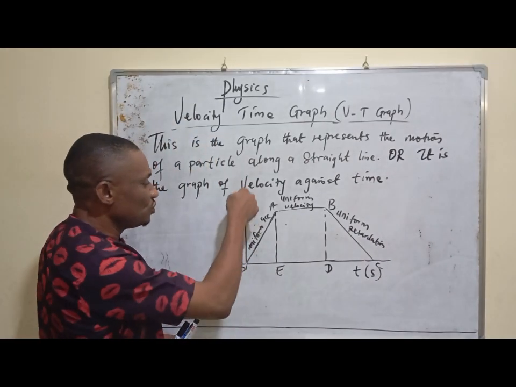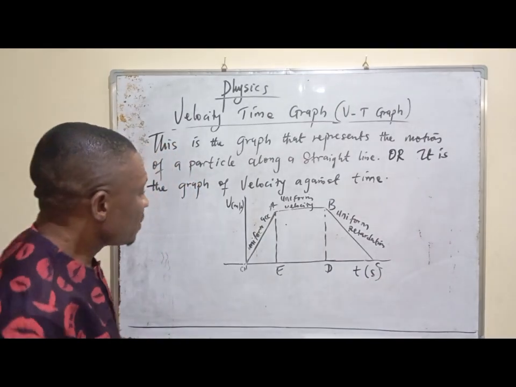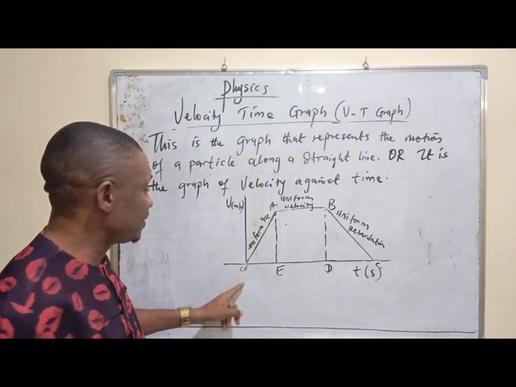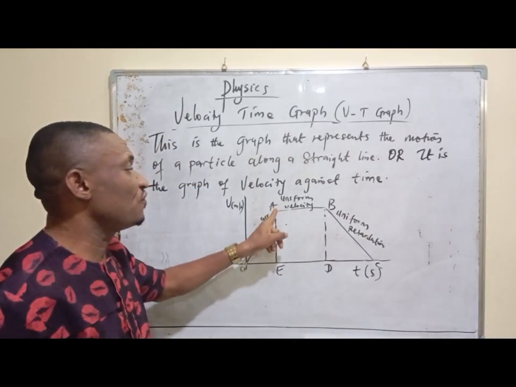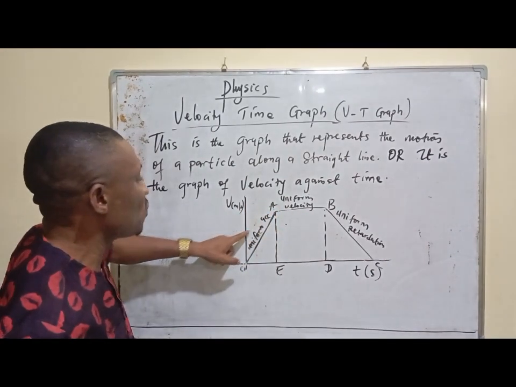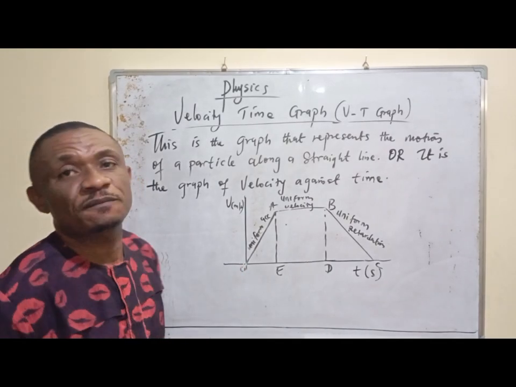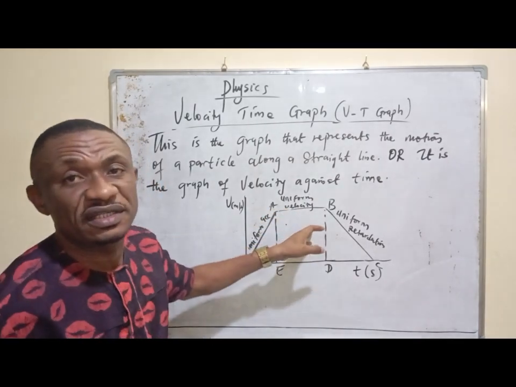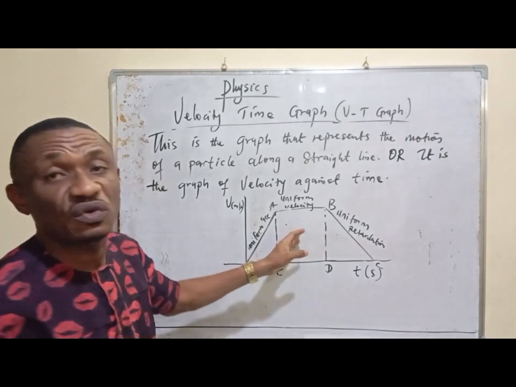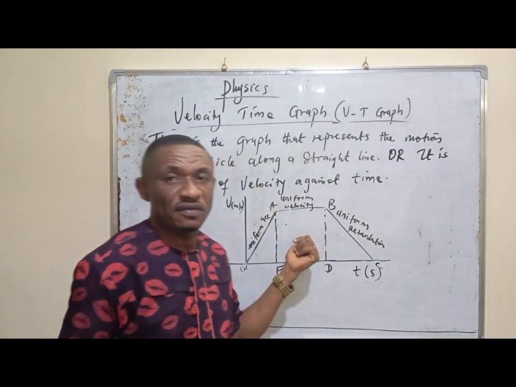Now, I told you that this axis is velocity, this is time. When the particle starts from rest, it will start from here and move. If the particle did not start from rest, it may start from somewhere here. This graph is what we call velocity time graph. There are things you can obtain from this graph.